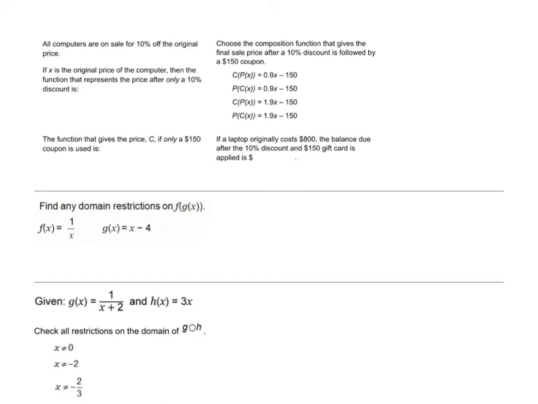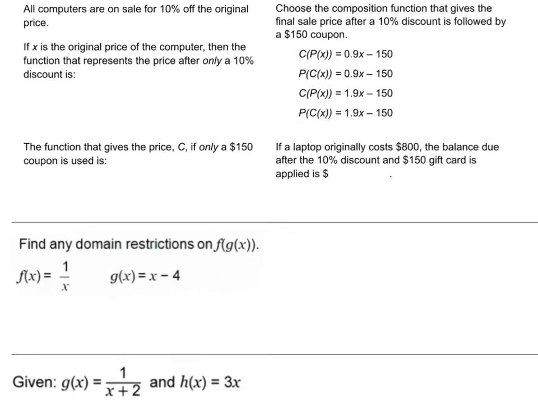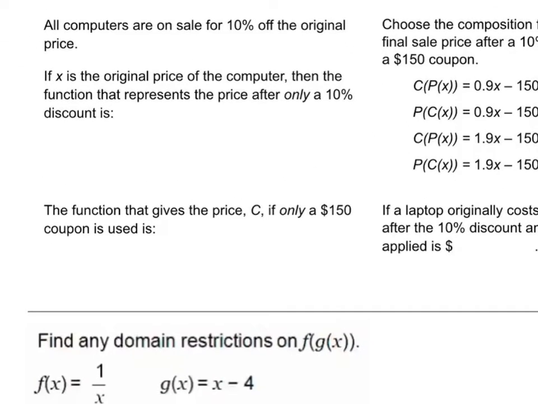And on this, it says that all computers are on sale for 10% off the original price, okay? If X is the original price of the computer, then the function that represents the price after only a 10% discount is what? So I'm going to come in here and I'm going to create a function called P of X, okay? And P of X is the price after selling X units of computers.